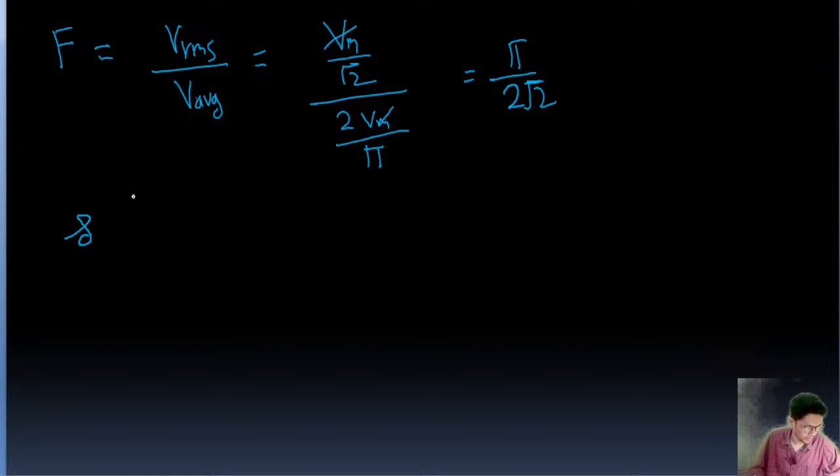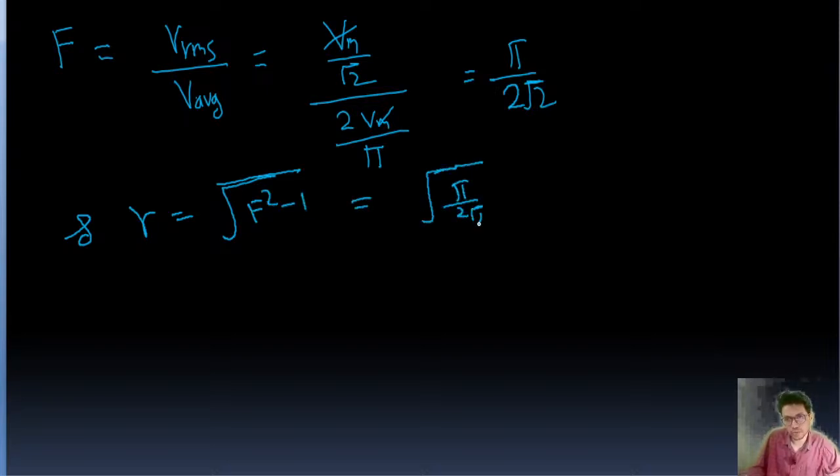And the ripple factor r is going to be root of f square minus 1. So this is root of (pi upon 2 root 2) whole square minus 1. And if you solve it, this value is going to be 0.48.